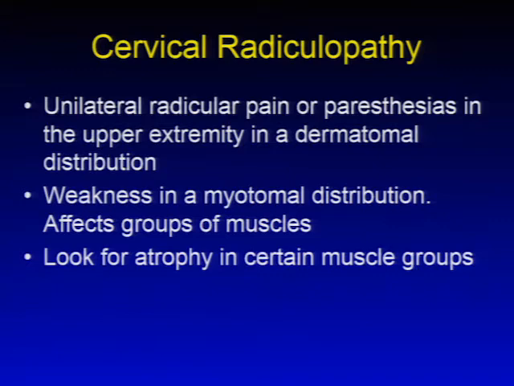Cervical radiculopathy is typically described as a unilateral radicular pain accompanied with paresthesias in the upper extremity, typically in a dermatomal distribution. There may be weakness in a myotomal distribution, which is an affected group of muscles, and there may be, after extensive radicular symptoms, atrophy in certain muscle groups in the upper extremity.